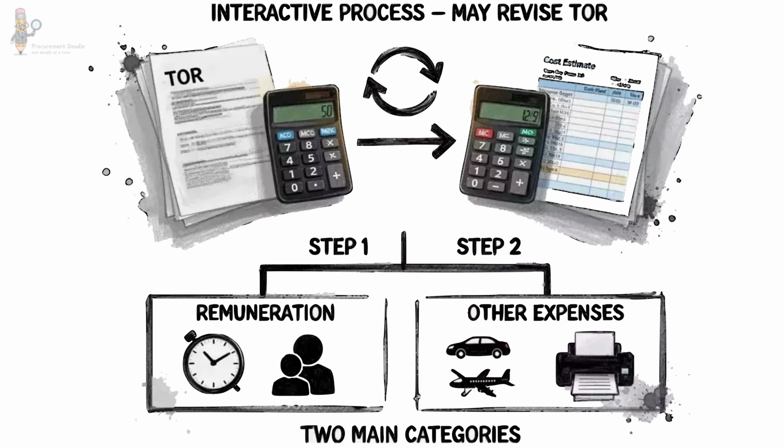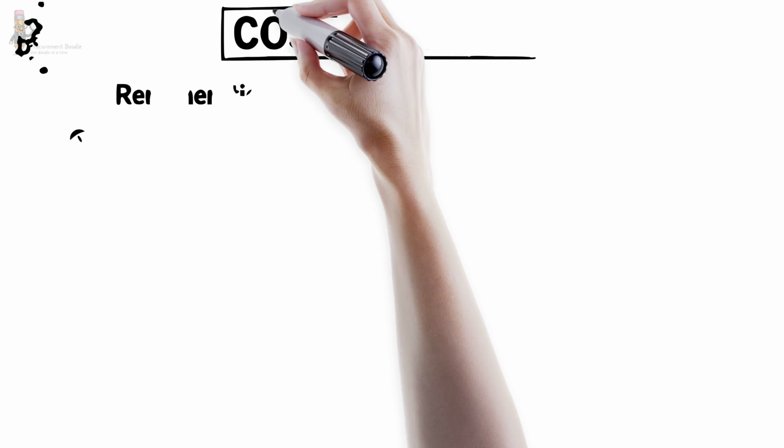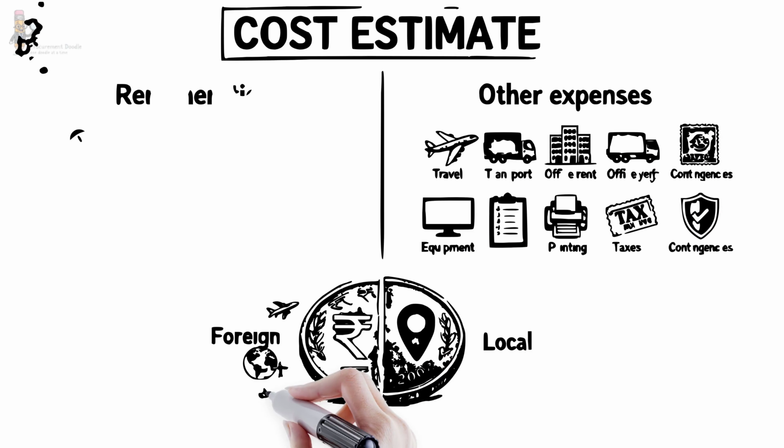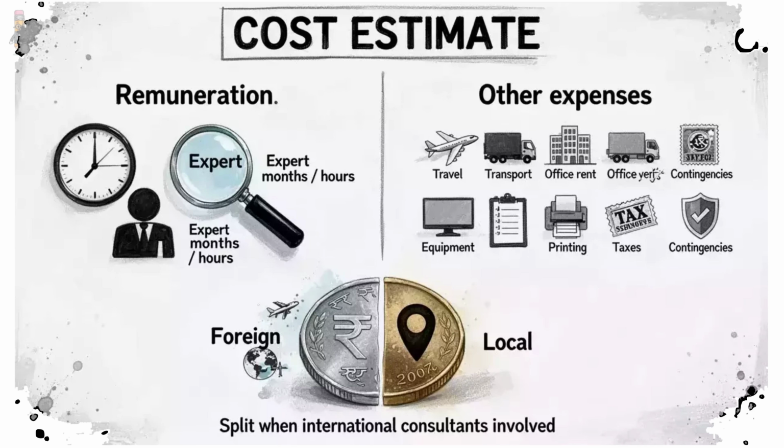Every cost estimate has two main categories. First, remuneration, the consultant's staff time, based on expert months or hours. Second, other expenses: travel, transport, office rent, equipment, surveys, printing, taxes, and contingencies. These are then split into foreign and local costs when international consultants are involved.